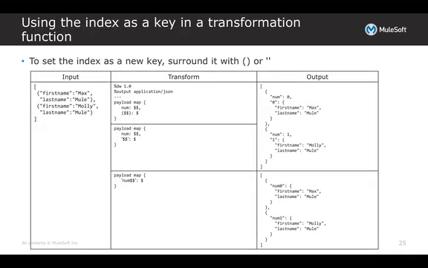Using the index as a key in a transformation. To set the index as a new key, we can surround it with parentheses or single quotes. An example of this is the same structure on the left, and inside of the top row transformation, you can see wrapping those $ in parentheses, which is effectively going to output the key instead of just the index. Same with the second row down.